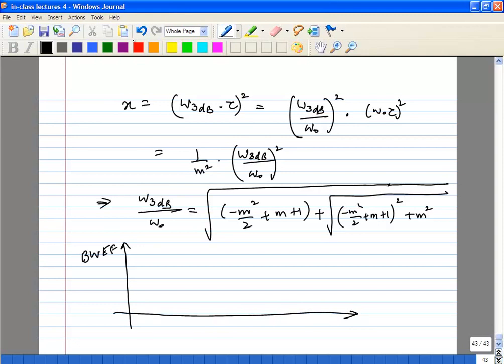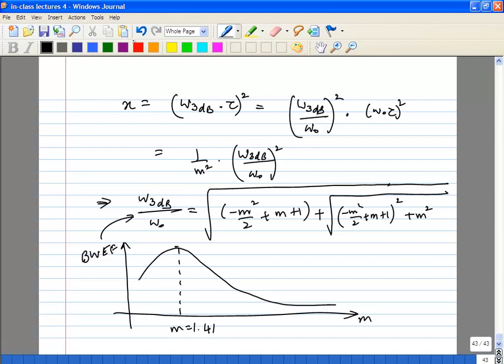So let's call this the bandwidth extension factor, which is omega 3 dB over omega naught. If you plot this as a function of m, what you will get is something like this. So what you are interested in is this guy, the maximum bandwidth extension. So that happens to be root 2. Okay, m equals root 2 maximizes this function.